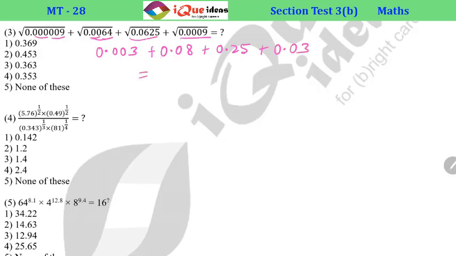So if you simply add, this 3 will come in the end, then 8 plus 5, 13 plus 3, 16, 1 carry forward, 1 plus 2, 3. So it is 0.363 should be the answer. That is third option.